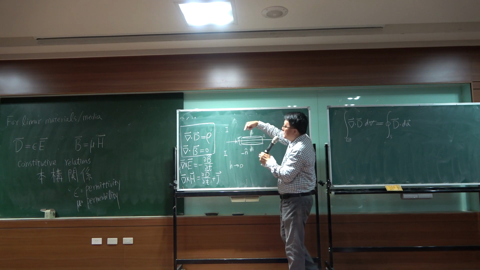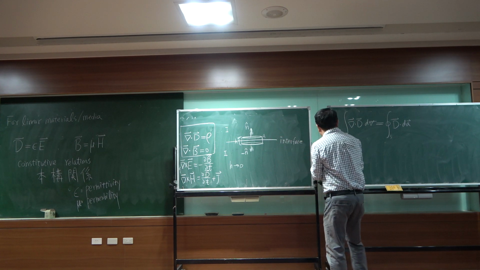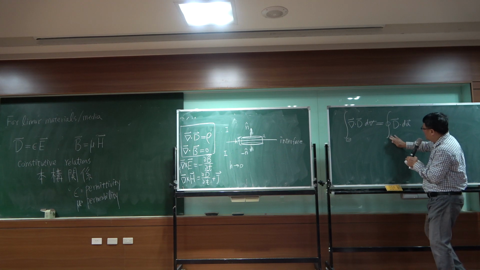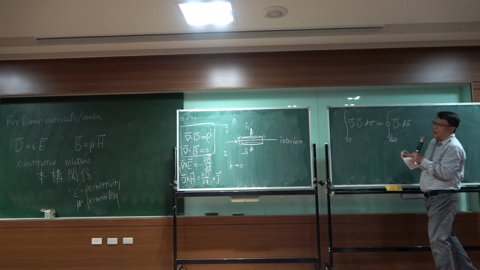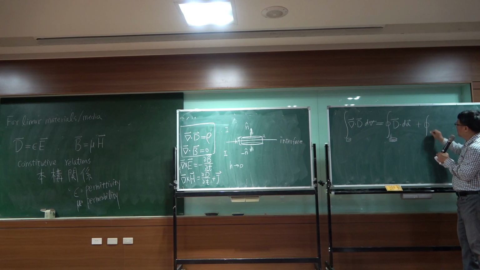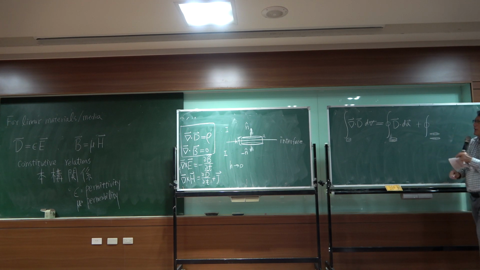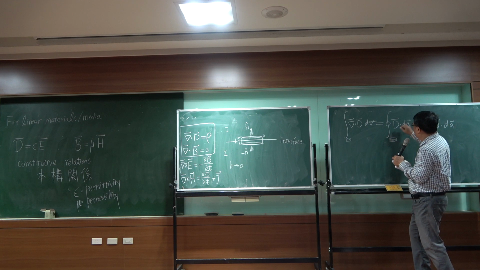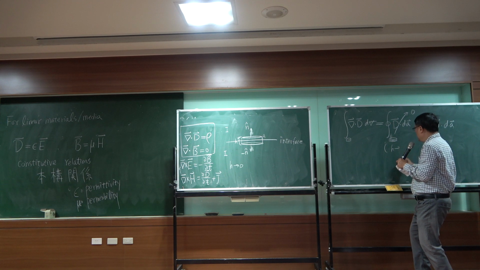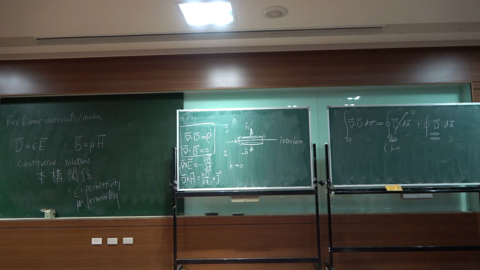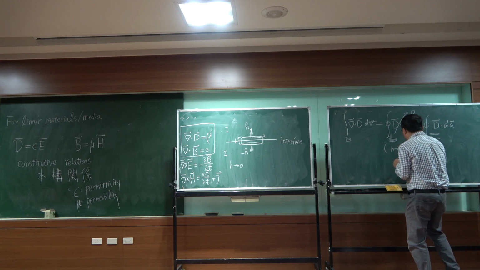cylinder 的边缘，这一圈的面积的贡献是0了，所以 the S includes this part plus this part. Okay, and this part goes to 0, because h approaches 0.